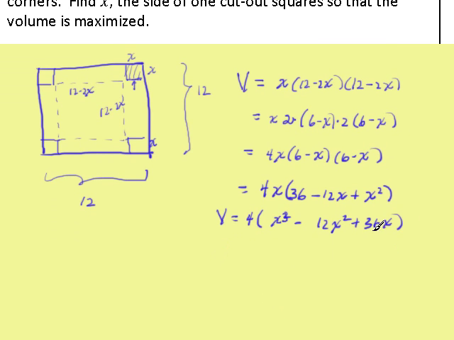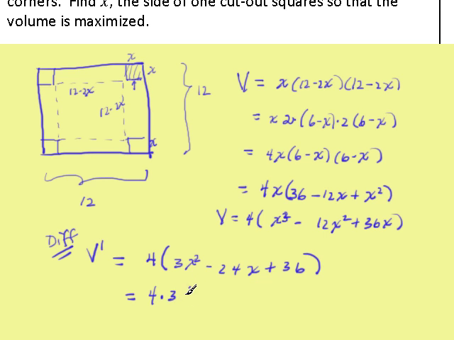Notice in this one we did not have to eliminate an extra variable. We only had one variable to start with. So now let's do the differentiate step. Differentiate and set equal to 0. So the derivative is equal to, just keep the 4 there, 3x squared minus 24x plus 36. All right, we can factor out a 3. So we have 4 times 3, x squared minus 8x plus 12.